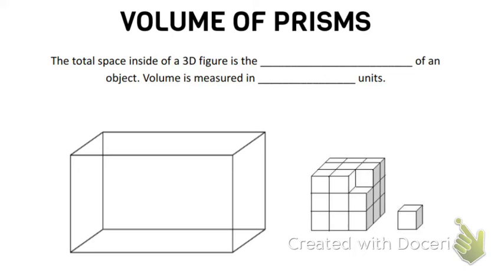All right, so today we're going to be talking about volume, and with volume, in sixth grade, we're only going to be using prisms, so rectangular prisms. So the total space inside of a 3D figure is the volume of an object. Volume is always measured in cubic units. So that's why a lot of times you can see it pictured as cubes stacked together to make a figure.